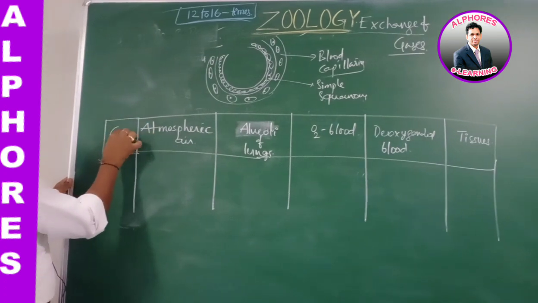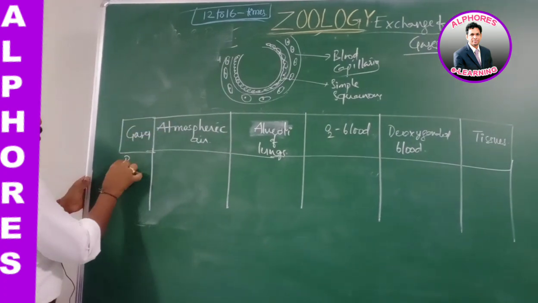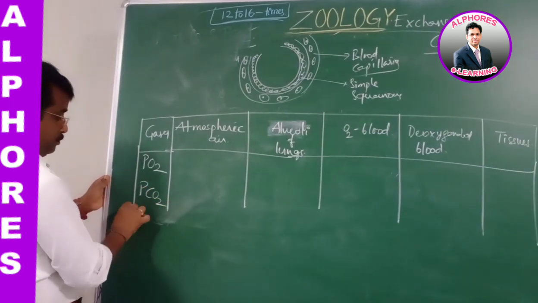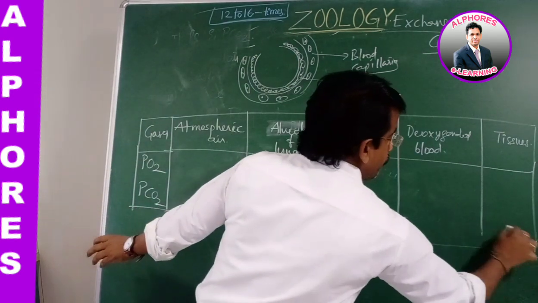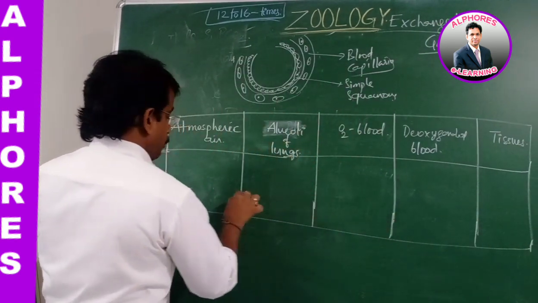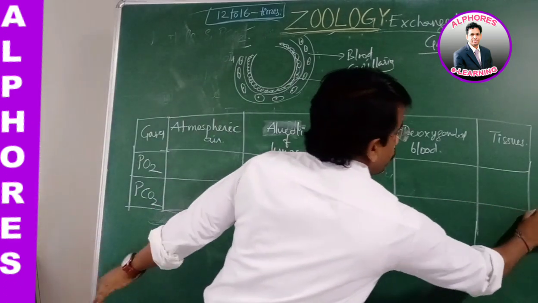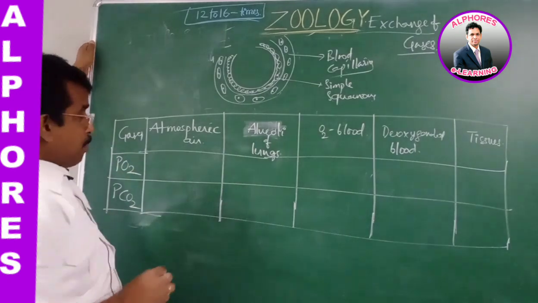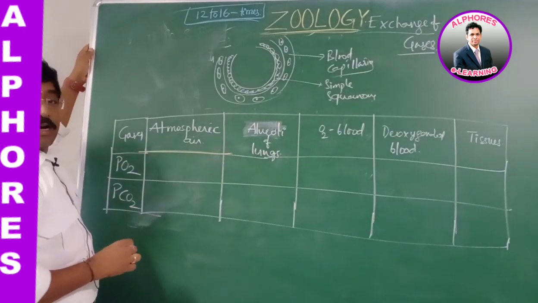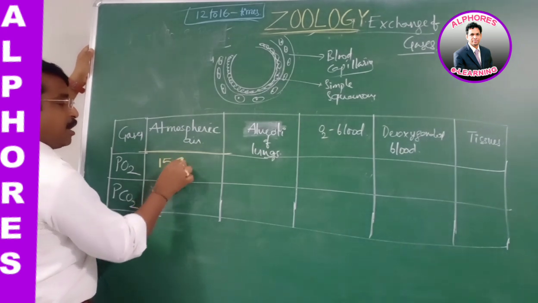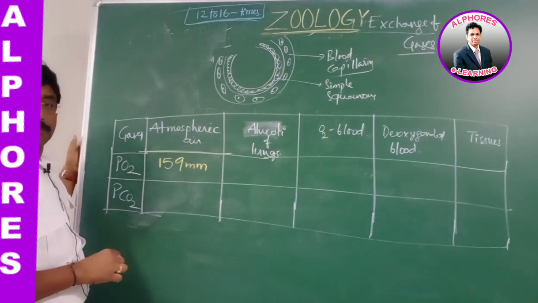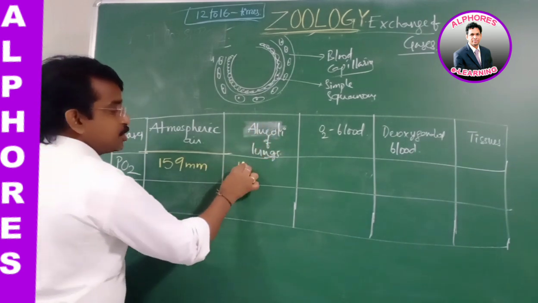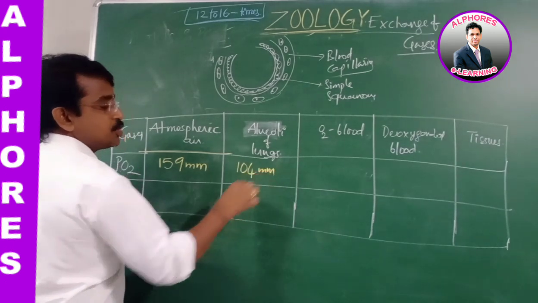Gases: PO2 and PCO2. Partial pressure of oxygen. At the atmosphere, it is 159 mmHg. The partial pressure of oxygen at the alveoli of the lungs is 104 mmHg.